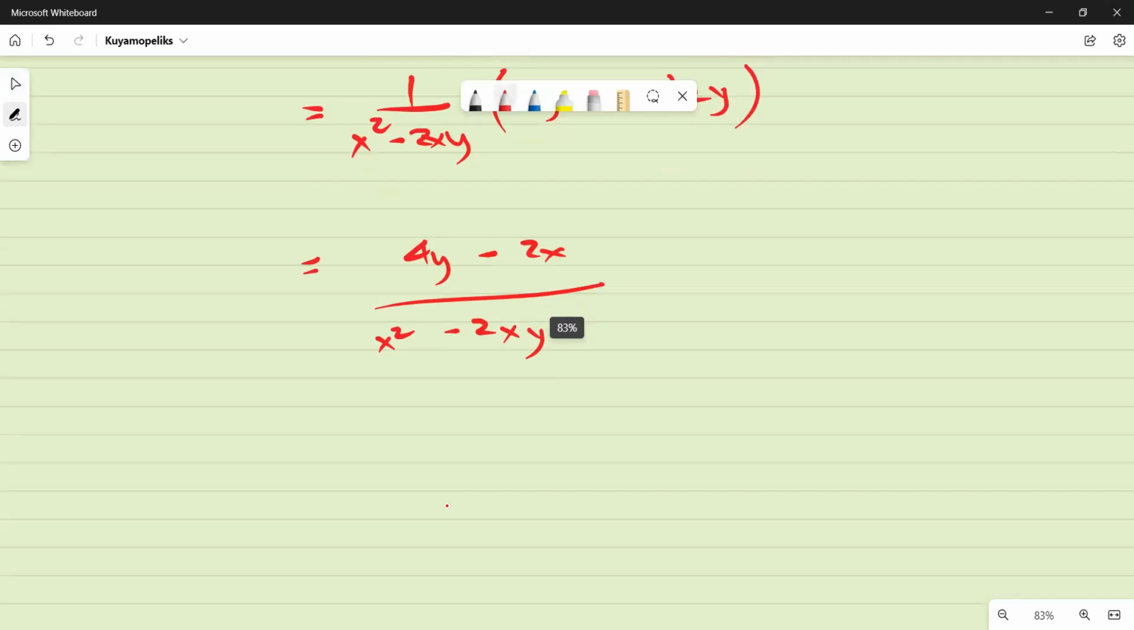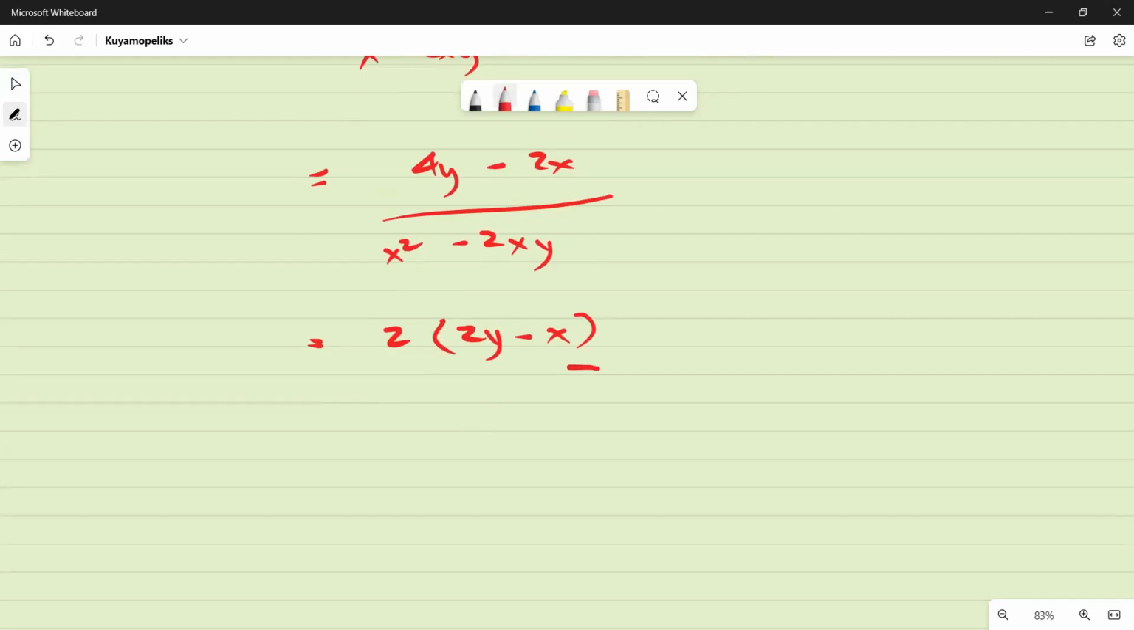Can we further simplify this? Yes. We can factor out 2 from the numerator, so it becomes 2 times 2y minus x. And in the denominator, we can factor out x, becoming x over x minus 2y, because x squared minus 2xy, we can factor out x.